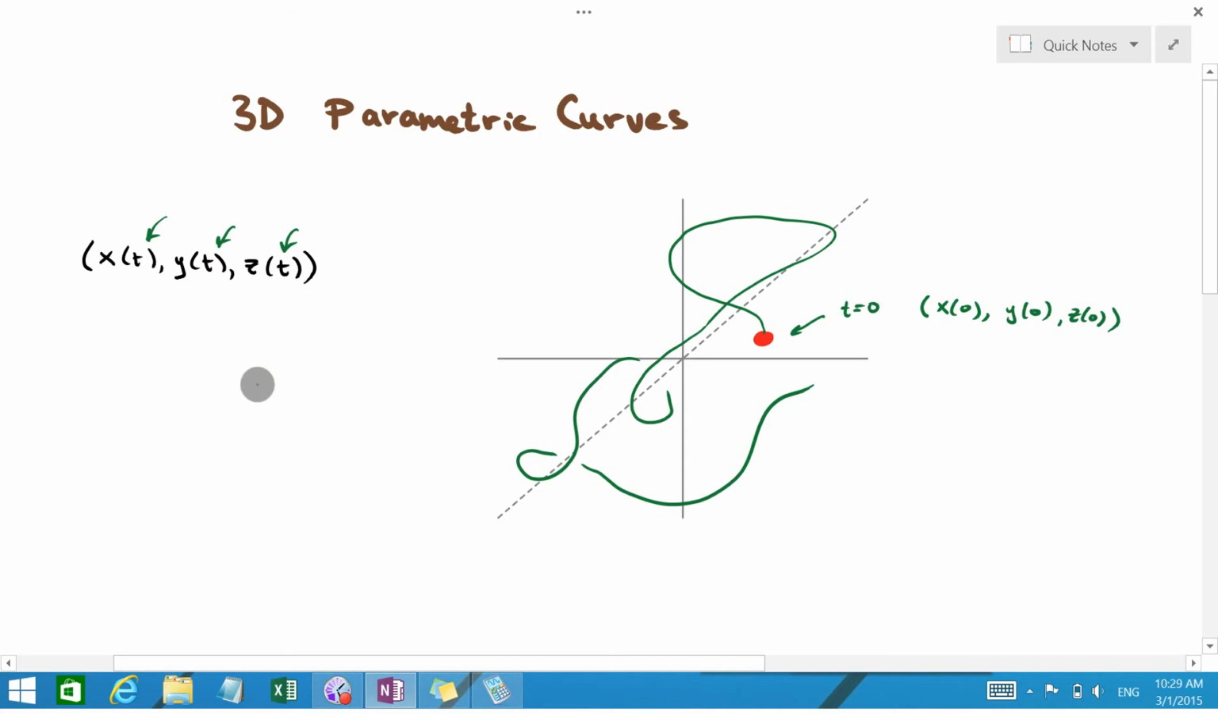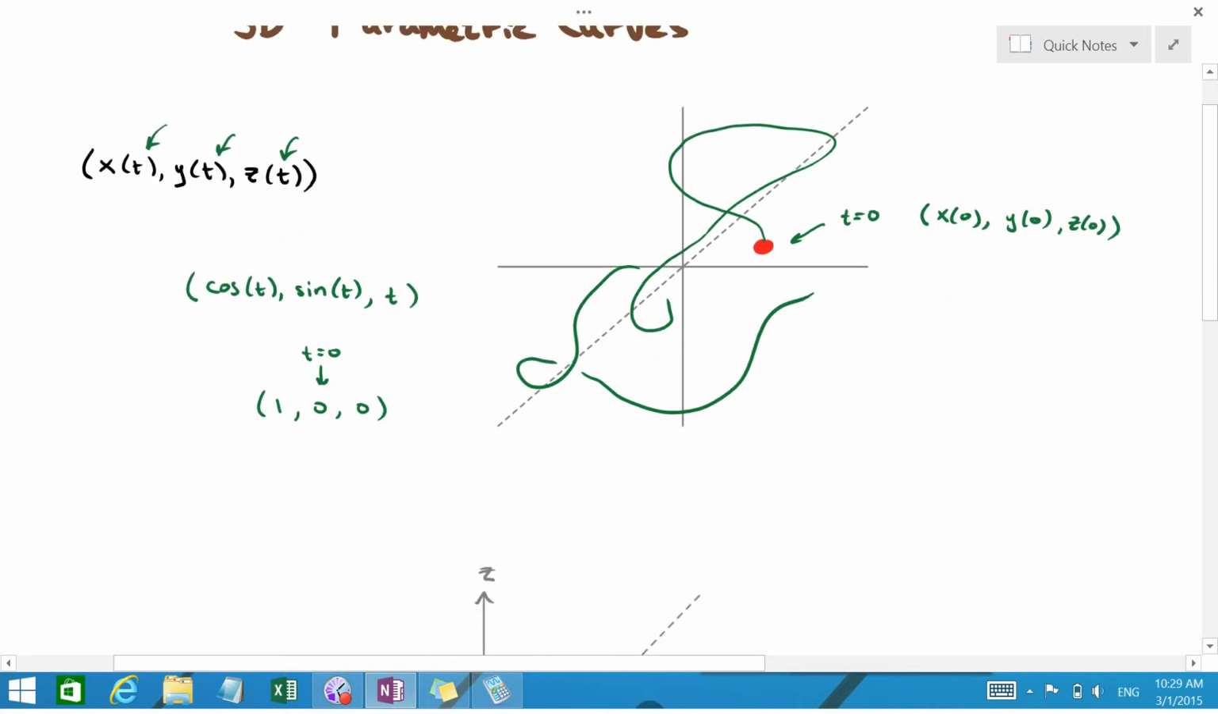Okay, so let's get a better idea of how we can actually visualize it. For instance, let's take a look at a specific example. What if x is cosine of t, y is sine of t, that should be similar to what we did in the 2D case, and then z of t is just t. So at t equals 0 in this case, we would be at the point, well, cosine of 0 is 1, sine of 0 is 0, and of course t is just 0. Then at t equal to, say, pi halves, cosine of pi halves is 0, sine of pi halves is 1, and that's just t, so that's just pi halves for the z-coordinate.